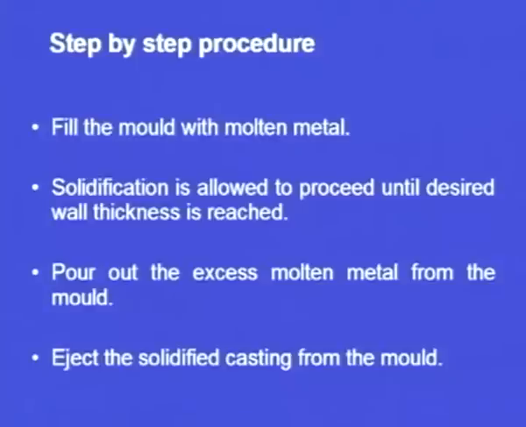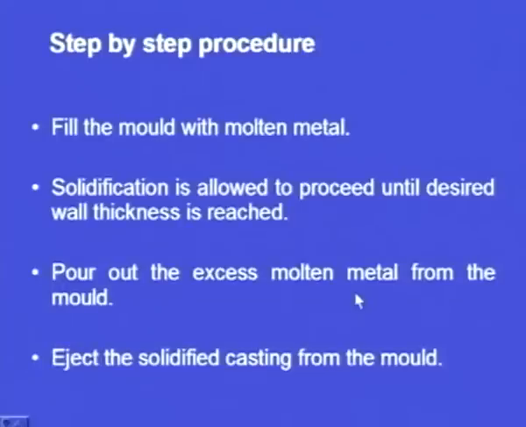First, we have to make the mold and fill it with molten metal. In all other casting processes, until the molten metal completely solidifies, we won't touch or disturb the system. But here, before the complete solidification is over, we have to pour out the liquid metal. After the outer shell has solidified, while the inside metal is still in liquid state, we have to pour out the liquid metal from the mold.